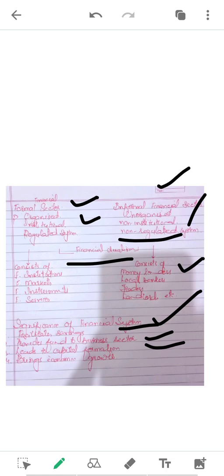So this was about the financial system, its types, the components, and ultimately the significance of the financial system.